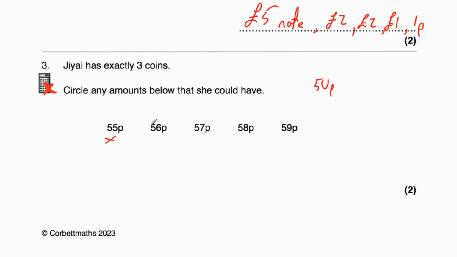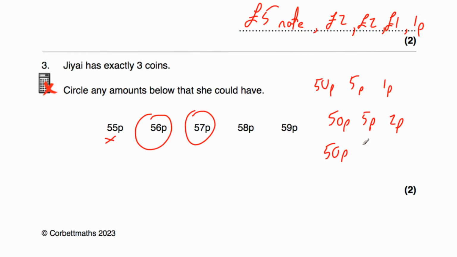Next, 56p. She could have a 50p, a 5p, and a 1p. That's 56p, so she could have that amount of money, so let's circle it. 57p could be a 50p, a 5p, and a 2p, so she could have 57p. In terms of 58p, that'd have to be a 50p, a 5p, a 2p, that's 57, and then a 1p. So that's 4 coins. You can't have that in 3 coins, so that can't work.